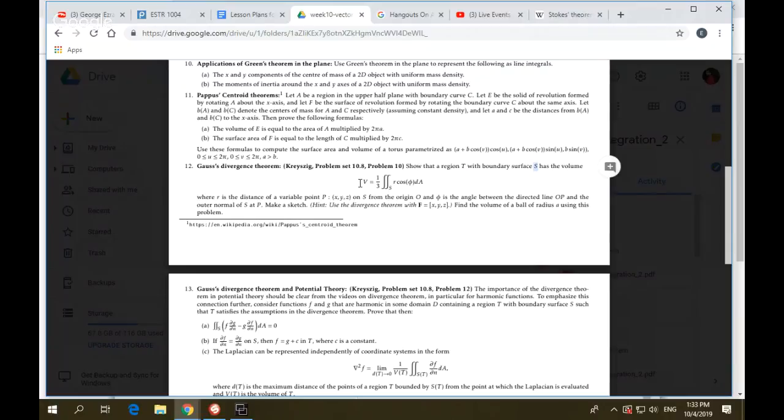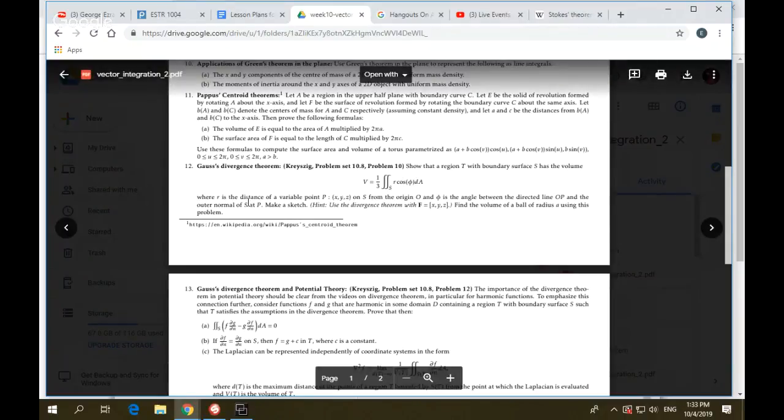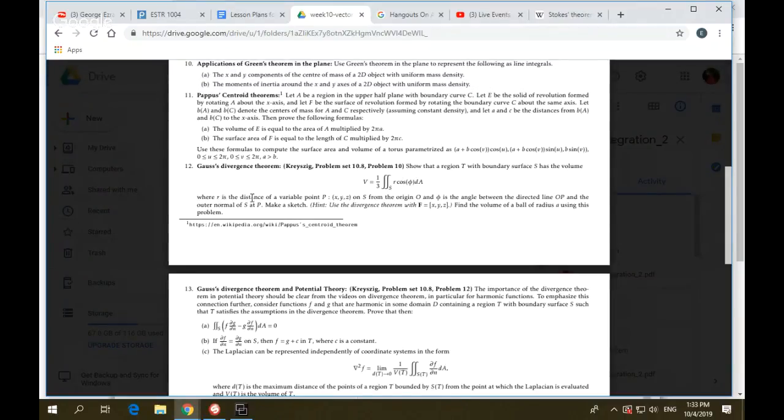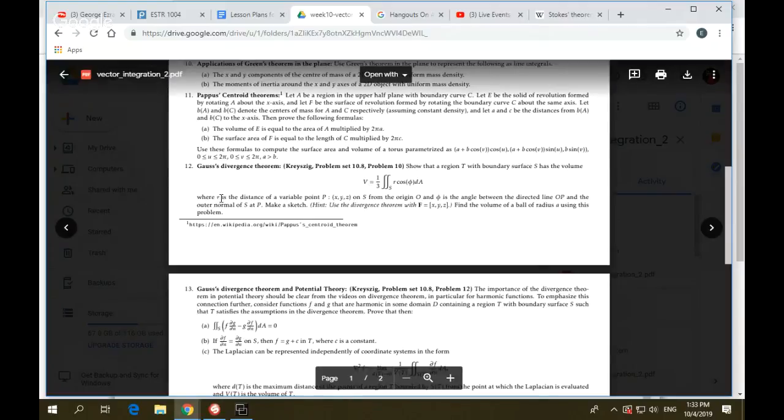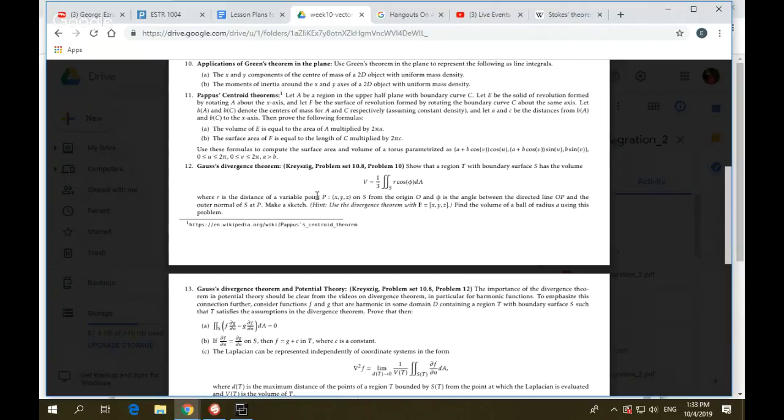And the volume. So now the question is to prove that the volume is 1/3 of the double integral over the surface of r cosine A dA. So this is a surface integral where r is the distance of the point. So this is r in polar coordinates. It's the distance of the point from the origin, right?